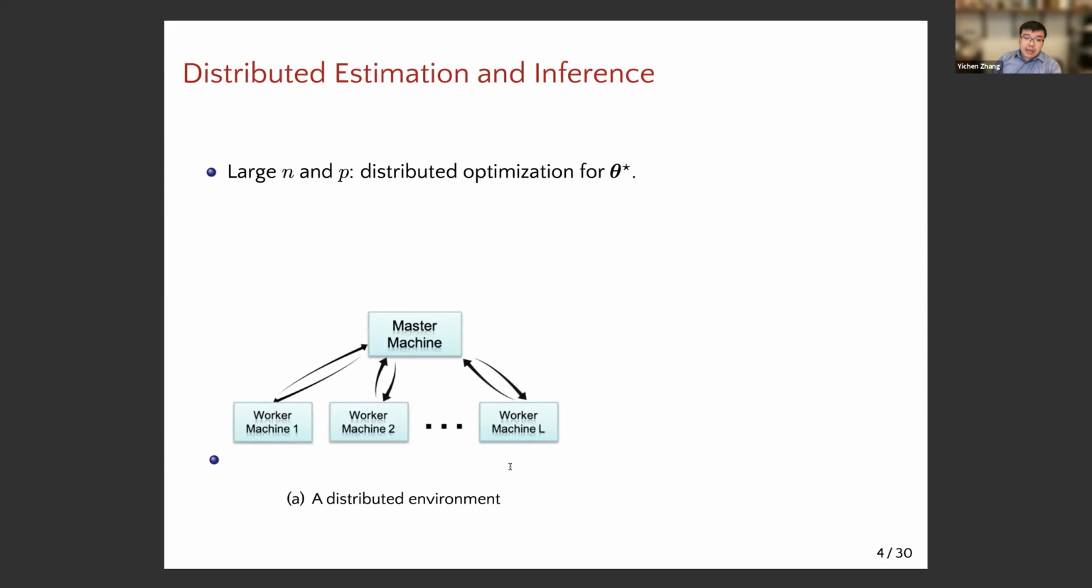So we have a master machine, and we have data located on the local machines. We say worker machine 1 to worker machine L. The master machine is trying to collect the data, or collect some statistics from the local data, and make some updates to some term we care about, and we update that from the data on the local machine.